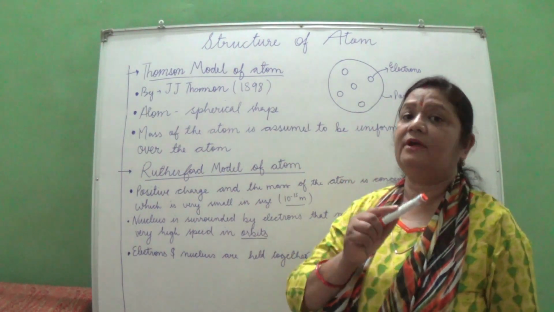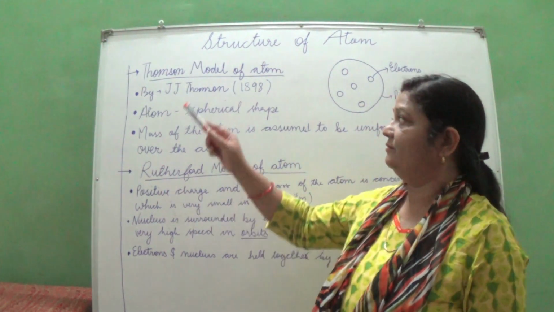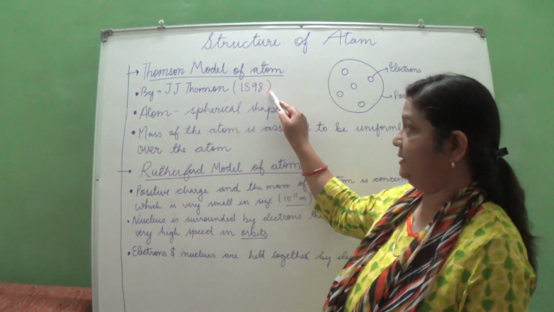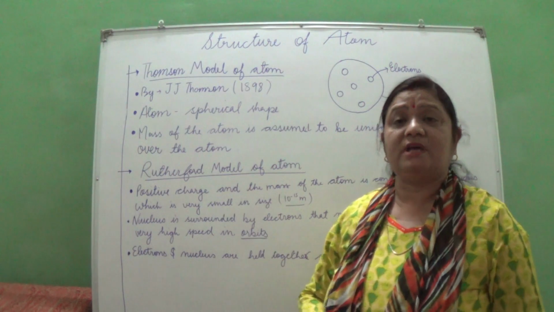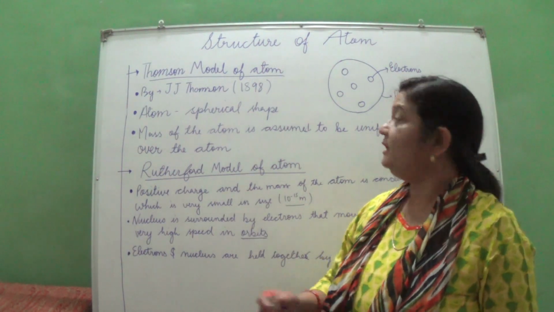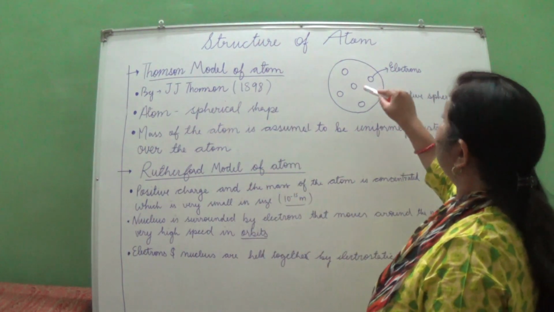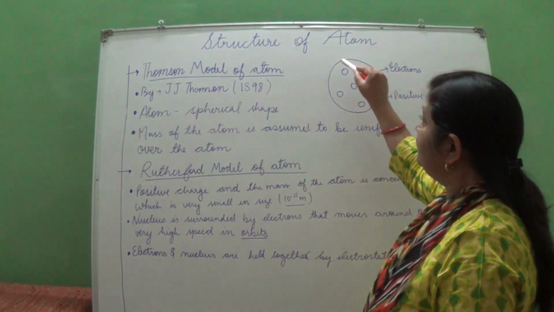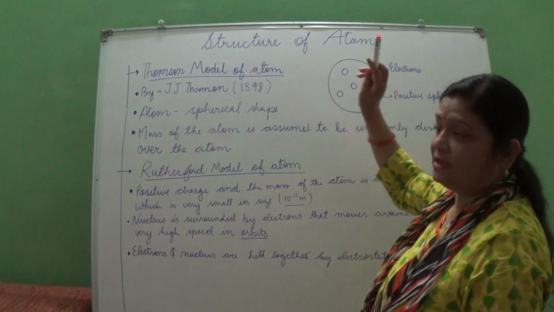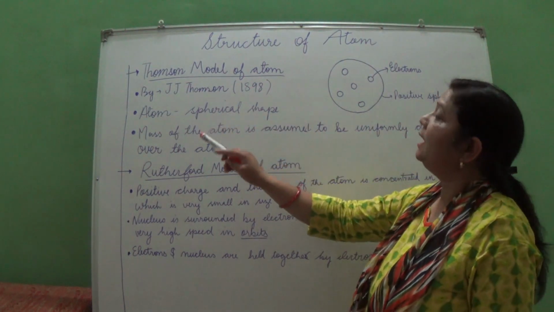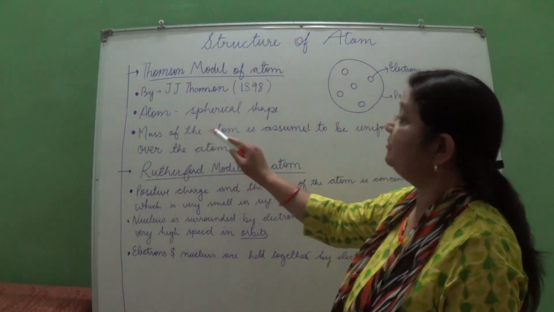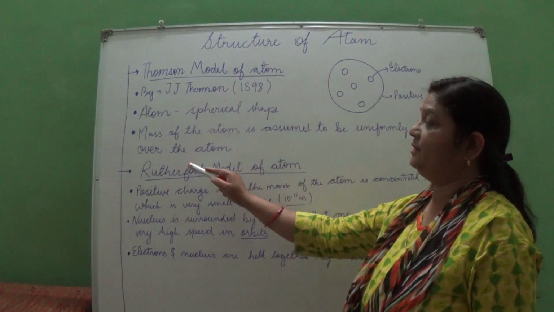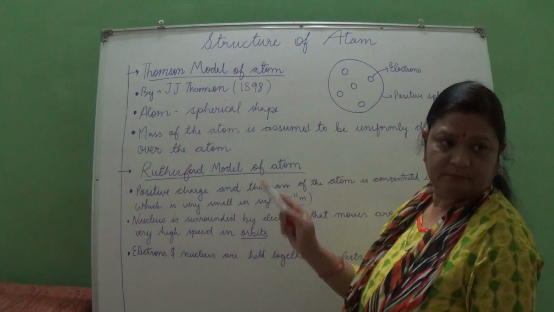The first model of structure of atom was given by J.J. Thomson in the year 1898. He said that atoms are spherical in shape. In this, the electrons are embedded inside the positive sphere. So the positive charge surrounds the electrons. He said that the mass of the atom is assumed to be uniformly distributed over the atom.